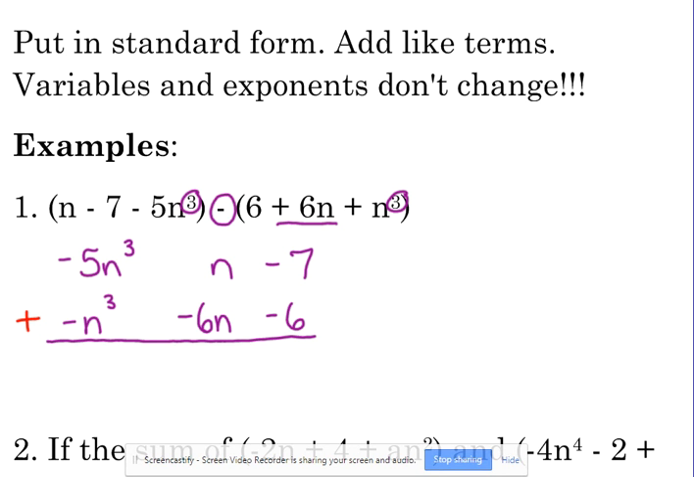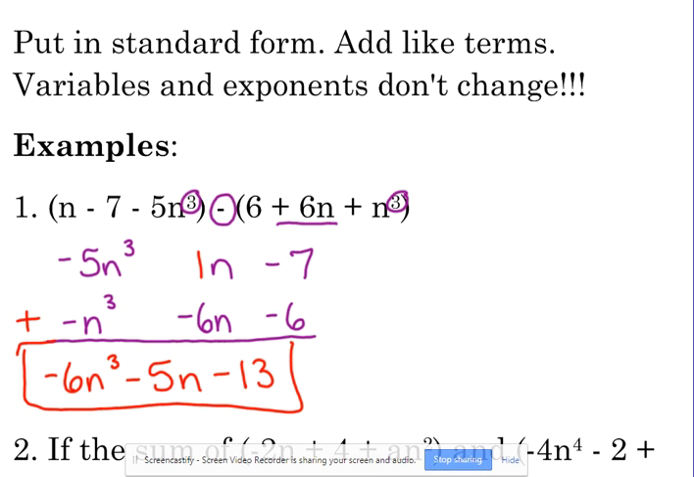So now I'm going to add my like terms. Originally there was a subtraction sign in between, but I changed all the signs, so now I can just add. So -5 plus -1 is -6n cubed. I don't have n squared. I've got 1n plus -6n. You can do this in your calculator, 1 plus -6, but it's -5n, and -7 plus -6 is -13. Getting a little ahead of myself there. All right, there's the answer.